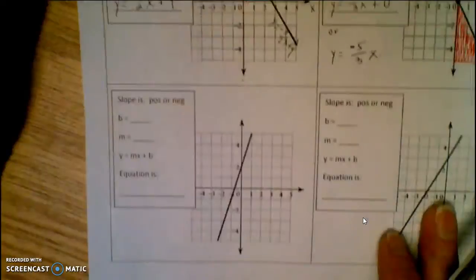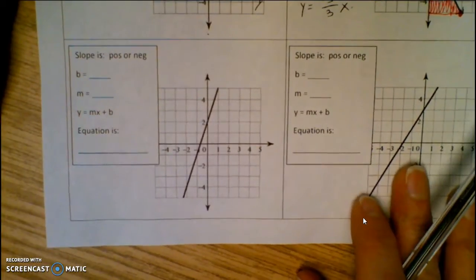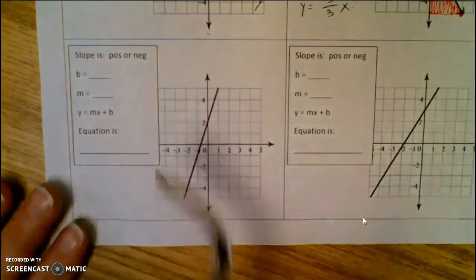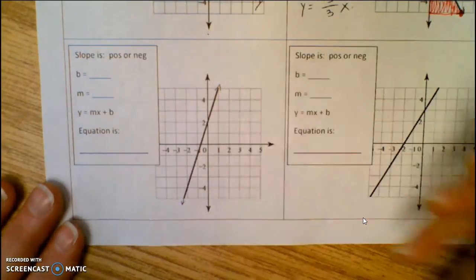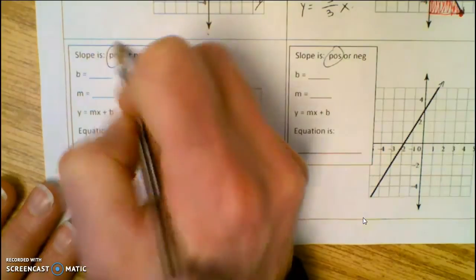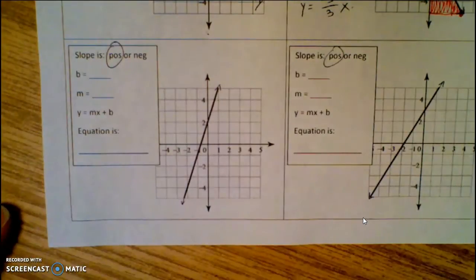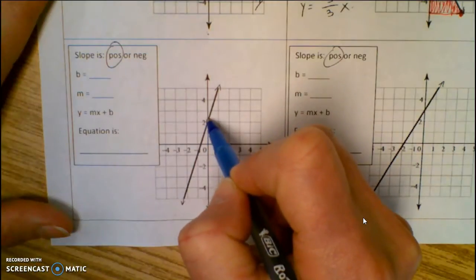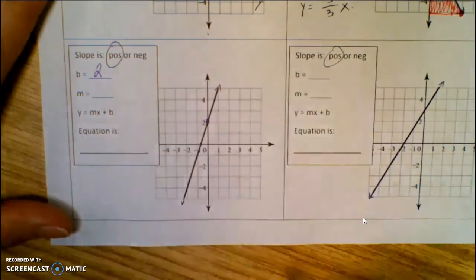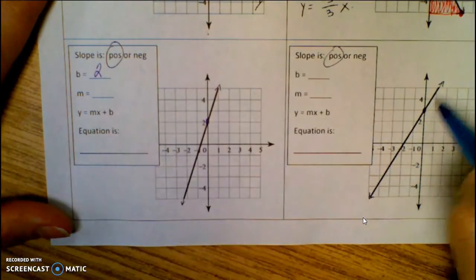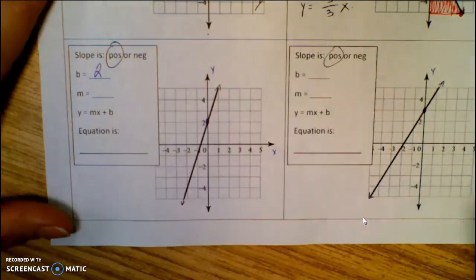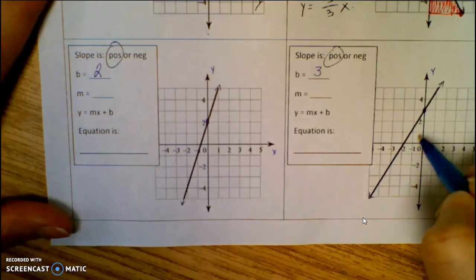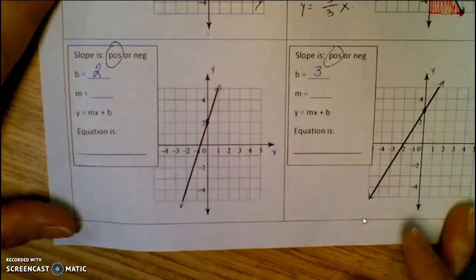Now, for the bottom 2 examples, you will see a positive slope on both. They are both heading uphill from the left to the right. They look very similar, but I want you to keep in mind there are 2 components that make up the equation of the line, and they're very important components to notice. This one has a y-intercept at +2. This one crosses the y-axis a little bit higher up. So we need to make sure we indicate that it crosses at +3.